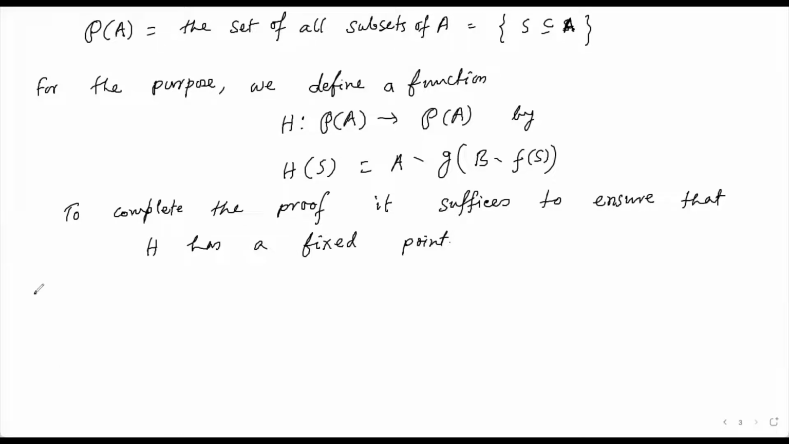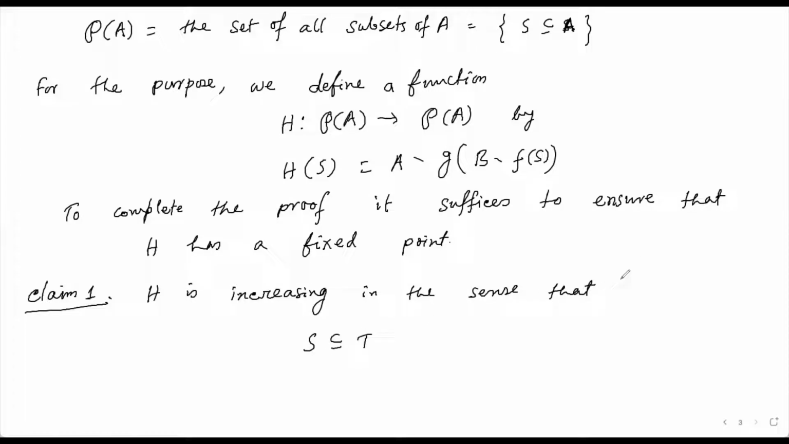So claim 1. This is our first claim about H. H is increasing, in the sense that if S and T belong to the power set of A with S subset of T, then H of S is a subset of H of T. So this is our first claim, and now let us prove this claim. Proof of claim 1.